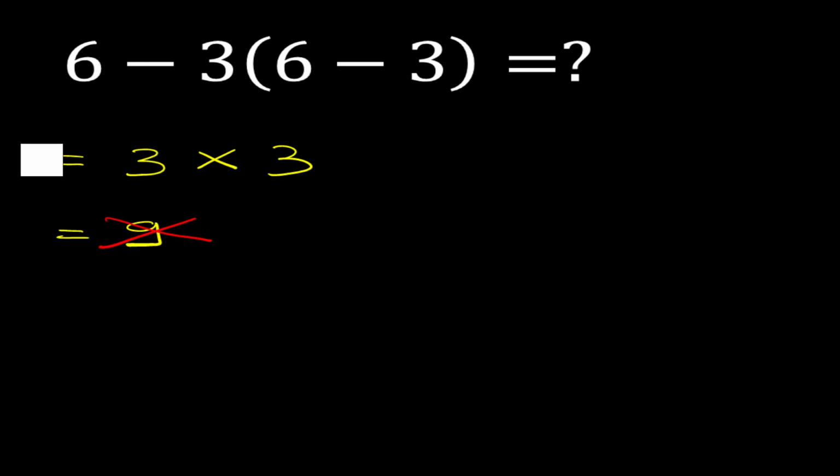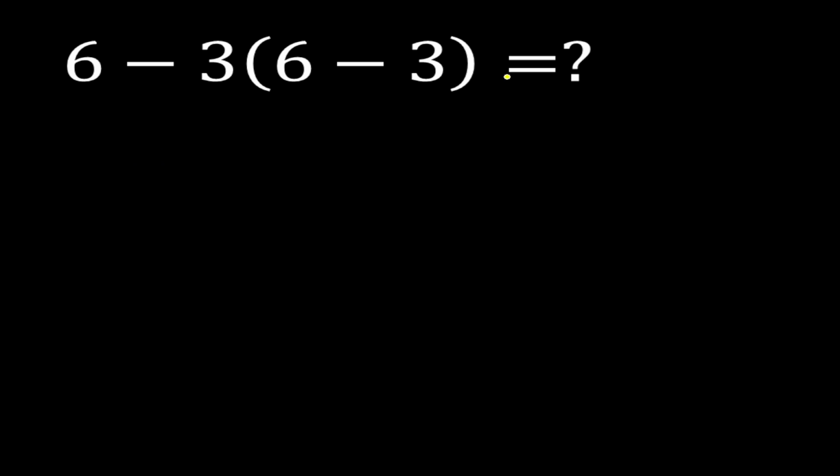So now let's solve this problem correctly by using the PEMDAS rule, right? PEMDAS, P-E-M-D-A-S. According to PEMDAS, first priority is parenthesis, second priority is exponents, third priority is multiplication and division. Here multiplication and division both have equal priority, so we have to solve it from left to right.